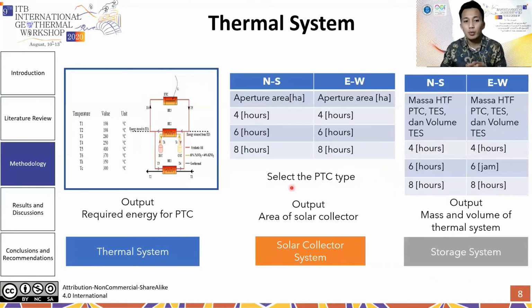And for the thermal system, this work will use the heat exchangers to exchange the energy, and will use the thermal energy storage. And the output will be the required energy for the parabolic trough concentrator. And for the solar collector system, this work will evaluate two alignments, north-south and east-west, and the output is the area of the solar collector. And the last is the storage system. It will be evaluated from the two alignments, and the output is the mass and volume of the thermal system.